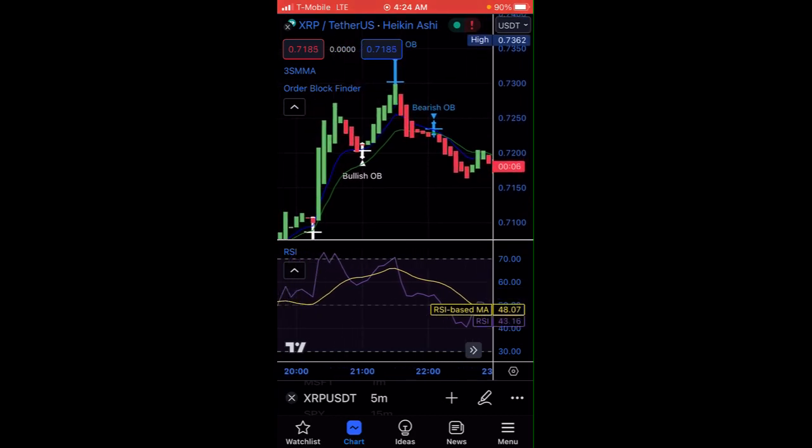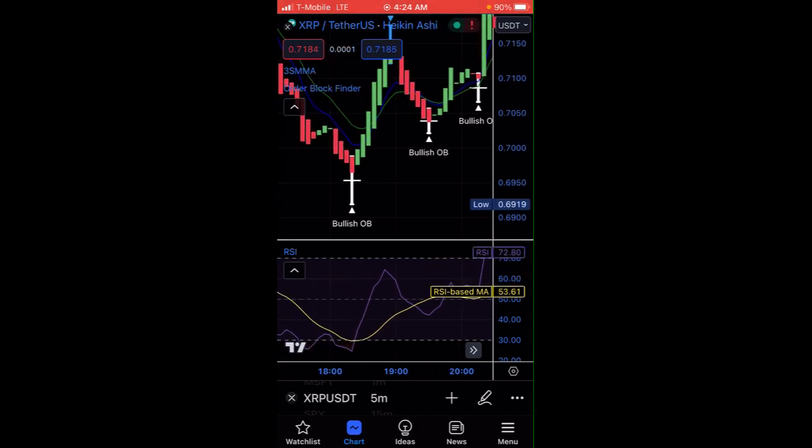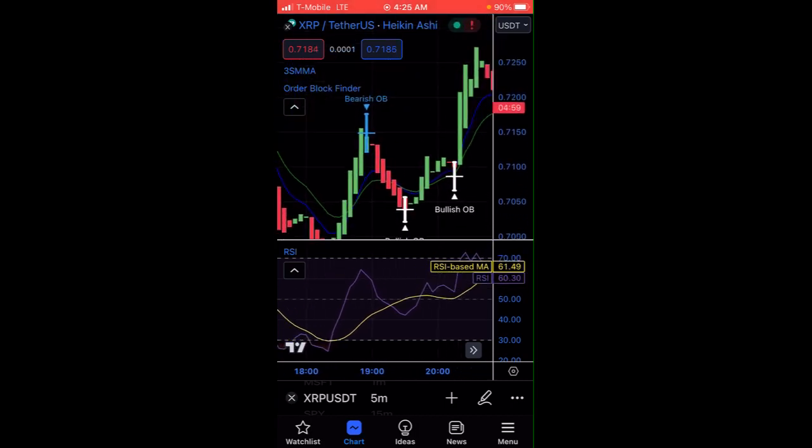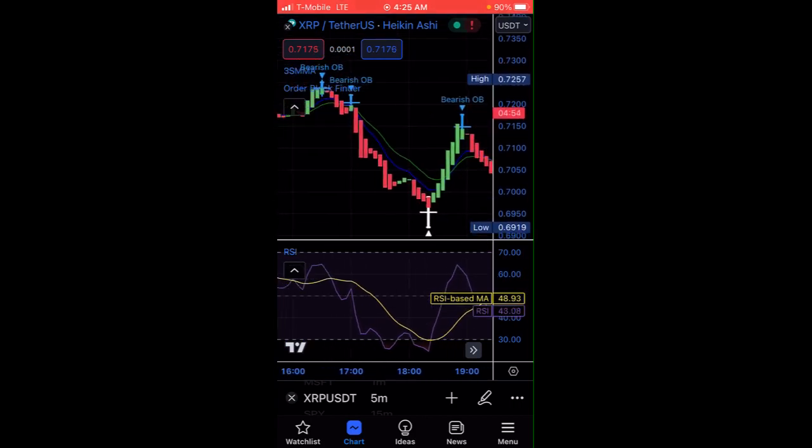Bearish, bullish, bullish. It picks up on that. Picks up on this. Picks up on this little pump down, and picks up on that pump down. So that's really all I'm going to go into with.